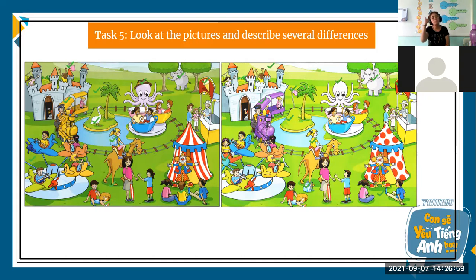In picture A, the train is yellow, but in picture B, it's purple. The octopus in picture A has a hand, but in picture B, it doesn't have one. In picture A, the picture is not shiny, but in picture B, it's shiny. In picture A, there is a flag on the castle, but in picture B, there is only a flag on the island. There's ghosts. In picture A, there's a ghost on the island, but in picture B, it doesn't have.